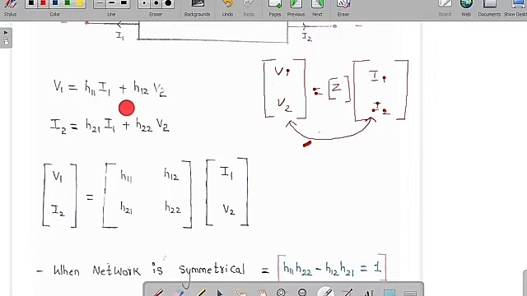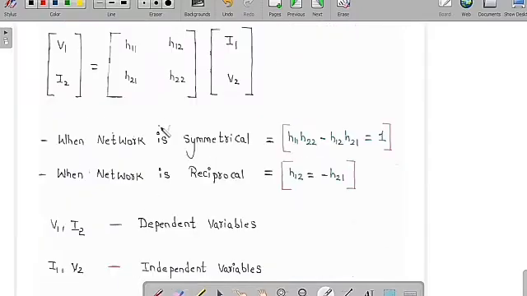If we expand into equations, we get V1 is equal to H11 into I1 plus H12 into V2, and I2 is equal to H21 into I1 plus H22 into V2. A network is said to be symmetrical only when the determinant of this matrix is equal to 1, which is H11 into H22 minus H12 into H21 is equal to 1. And the network is said to be reciprocal when H12 is equal to minus H21.